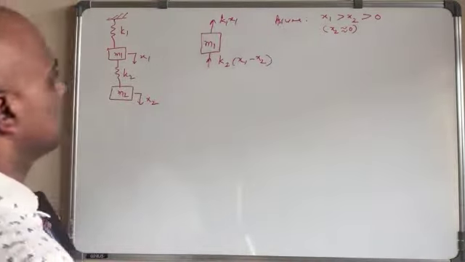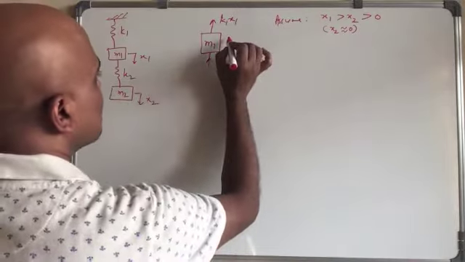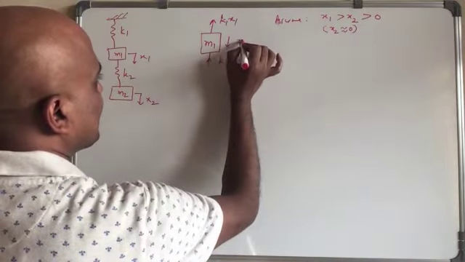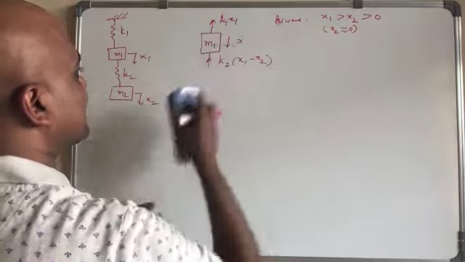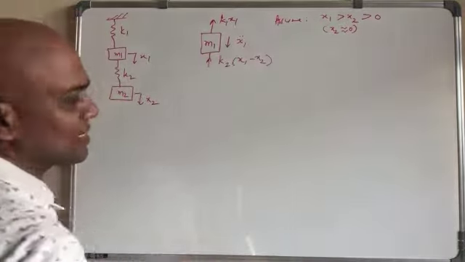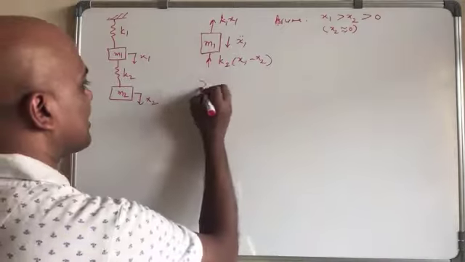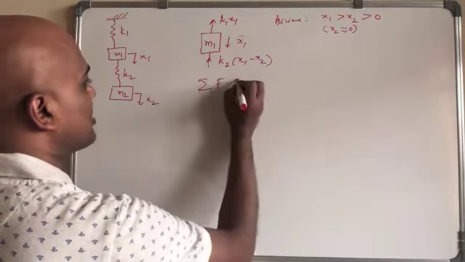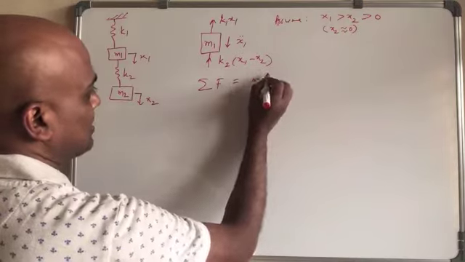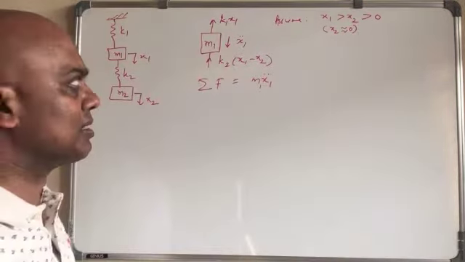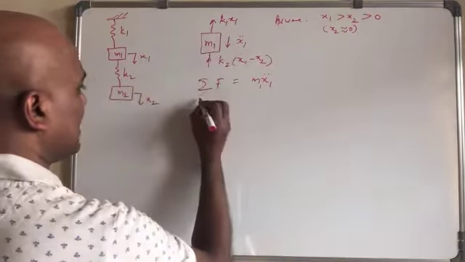Okay, done. And the x1 double dot is the acceleration here. Hence, the equation of motion is summation of forces equal to m1 x1 double dot. That's what it will be for this one. And forces are all negative.